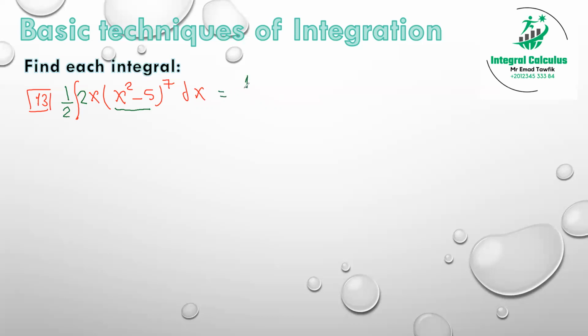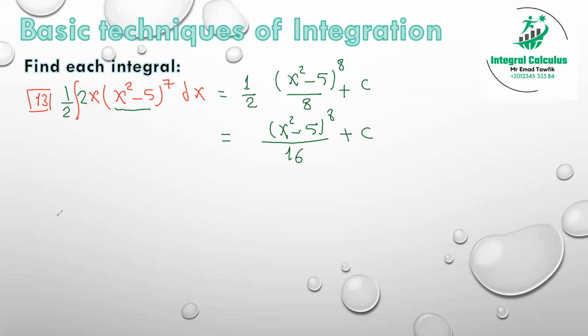So my final answer is supposed to be 1/2 times your function, which is x squared minus 5, all to the power of 8, and then over 8. Just add 1 to your power, and then divide by the new power, plus c. All you have to do here is multiply the denominators, 2 times 8 to be 16, and right here, x squared minus 5, all to the power of 8, and then plus c.